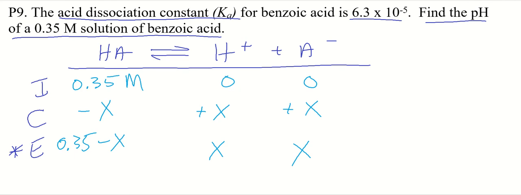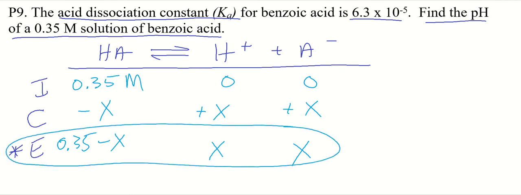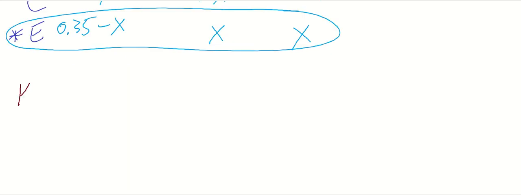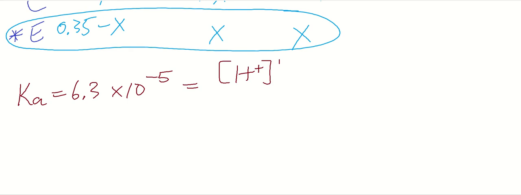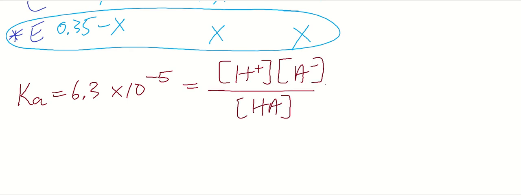Now we can plug these values into our equilibrium expression. Ka, which is 6.3 times 10 to the negative 5, is equal to the concentrations of the products raised to their molar coefficient, which is all 1, over the concentration of the reactant. So if we plug those numbers in, we get X times X, which we'll just call X squared. And on the bottom, we're going to get 0.35 minus X.